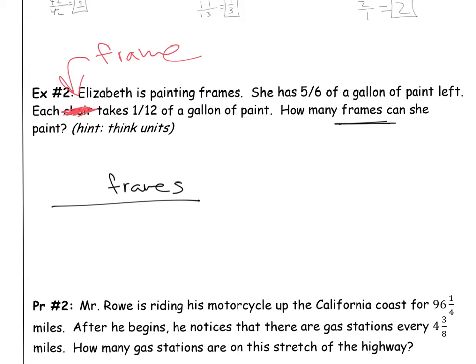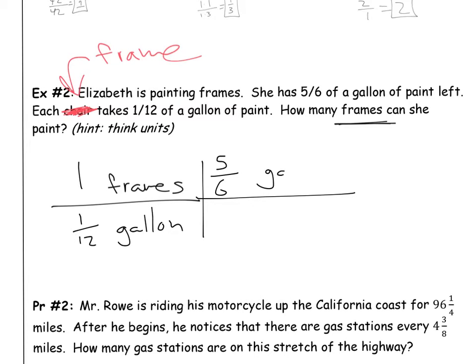So I noticed that for one frame, because it says each frame takes 1/12 a gallon of paint, I'm going to say one frame is 1/12 a gallon. And I also know that I happen to have 5/6 of a gallon. So I'm going to write 5/6 of a gallon. And there I get my units to cancel out. I'm left with frames. What do I really have here? Well, I have 5/6 on top divided by 1/12.